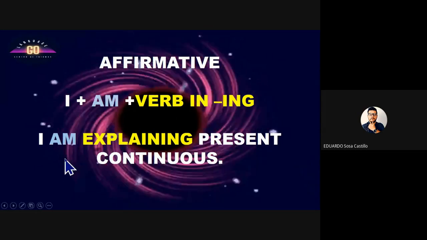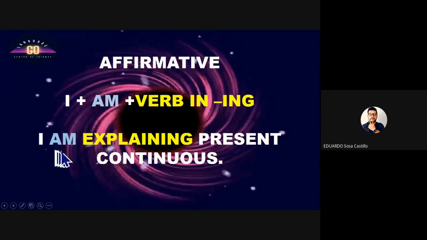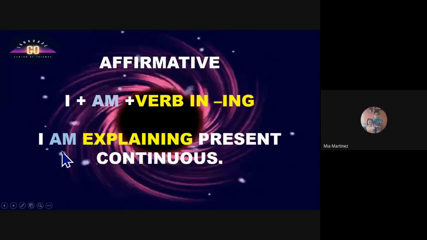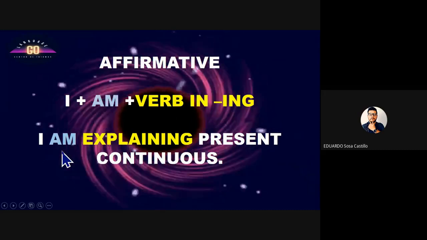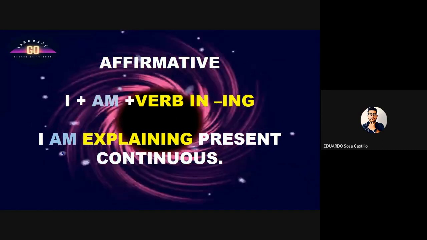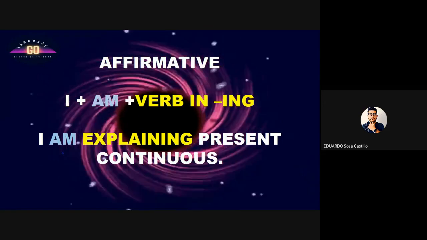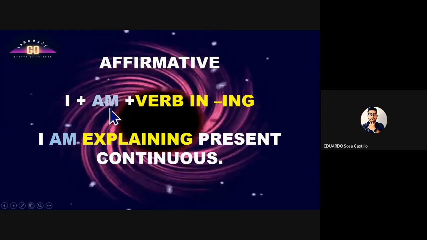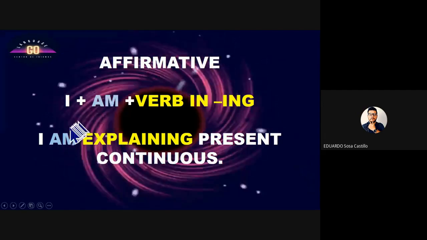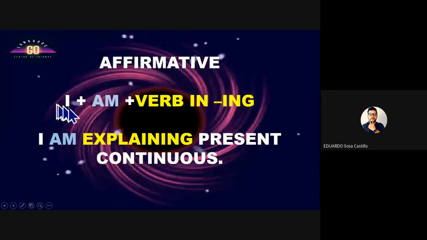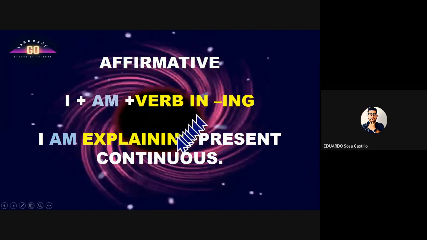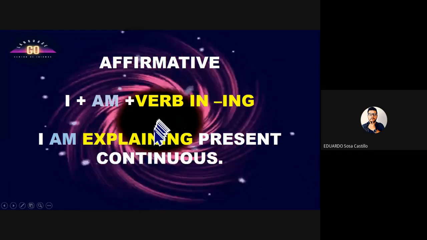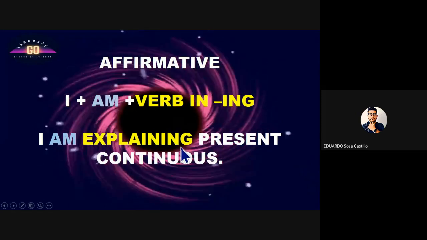Do you want to help me read this example, Mariana? Come on. I am explaining present continuous. Yes, exactly. This is what I'm doing in this precise and specific moment. I am explaining present continuous. This action is happening in this moment. So check this out. We are using am only for pronoun I, and the verb goes in ing. Since the action is happening in this moment, it's explained with ing.